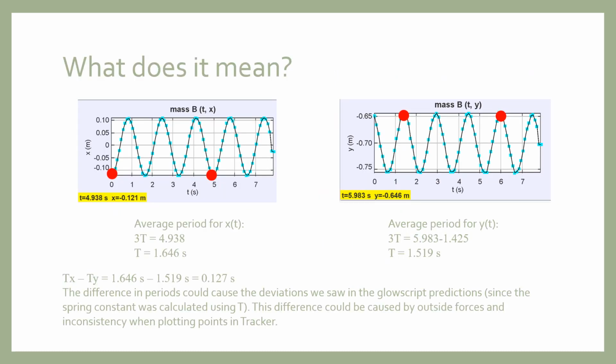Estimating the oscillation periods from the tracker data, we do find that there is a difference in periods between the x position and the y position by about 0.127 seconds. The difference in periods could cause the deviations we saw in the GlowScript predictions, since the spring constant was calculated using the period. And this difference could be caused by outside forces and inconsistency when plotting points in tracker.